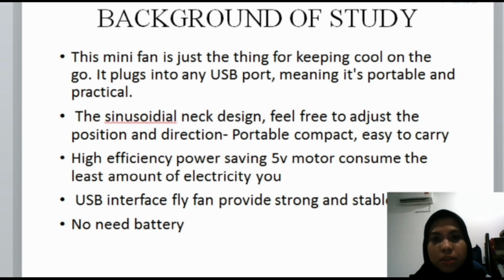So for the background of study, this mini fan is just the thing for keeping cool on the go. It plugs into any USB port, meaning it is portable and practical. Next, the sinusoidal neck design: feel free to adjust the position and direction. It is portable, compact, and also easy to carry. Next, it has high efficiency power saving, which is 5 volts, to consume the least amount of electricity. The USB interface fan provides strong and stable airflow. And this mini fan also needs no battery.